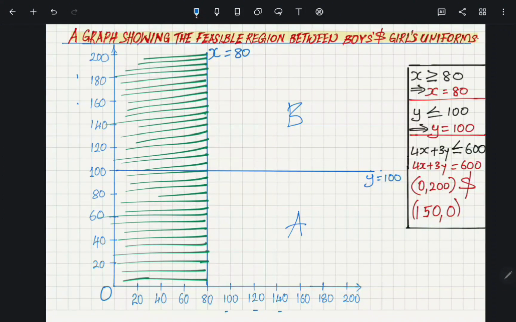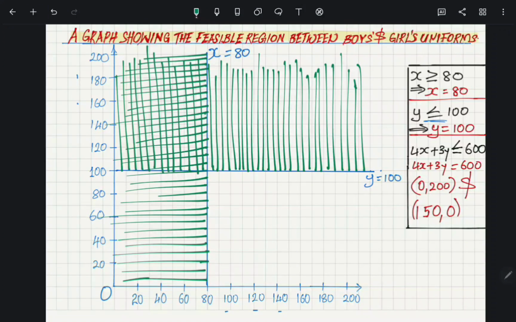I told you earlier the areas facing the origin are always less than, and the areas facing away from the origin are greater than. So that means we are supposed to shade area B, because the inequality for our y is less than or equal to 100. That means the less than side, which is side A, satisfies the equation because our y has to be less than 100. But since side B is greater than 100, it is the unwanted region, and we are going to shade it away.